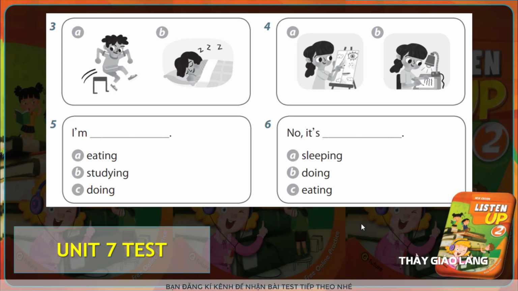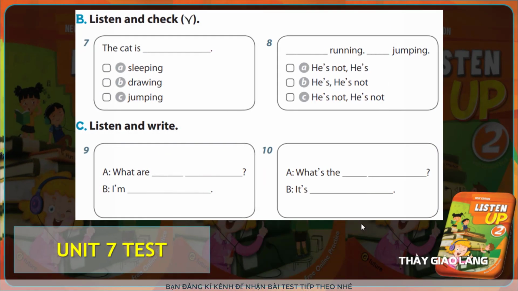5. What are you doing? Are you eating? No, I'm studying. 6. What's the dog doing? Is it sleeping? No, it's eating. B. Listen and check. 7. What are you doing? I'm drawing. What's the cat doing? It's jumping. 8. He's not running, he's jumping.